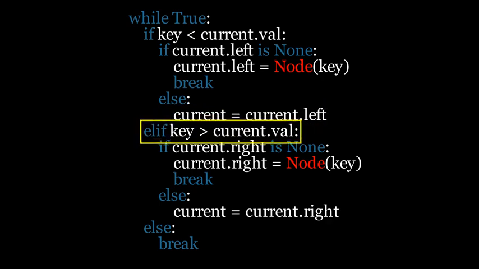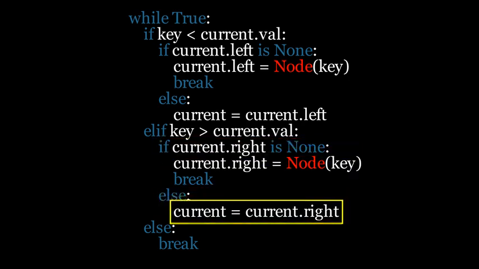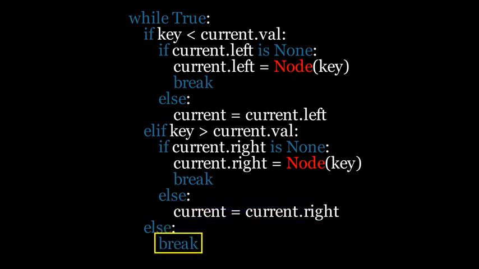Similarly, if the key is greater than the current node's value, we check the right child. If the right child is empty, we create a new node with the key value and assign it as the right child. If there is a right child, we move the current pointer to the right child and continue the comparison. Finally, if the key equals the current node's value, we simply return without inserting a duplicate.